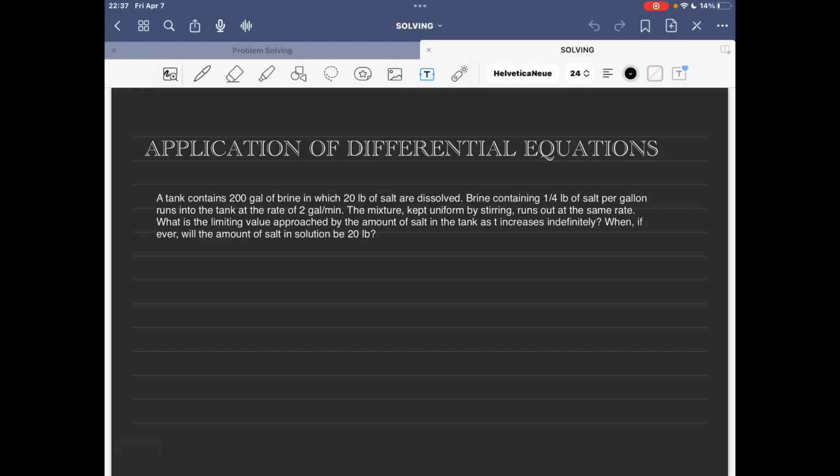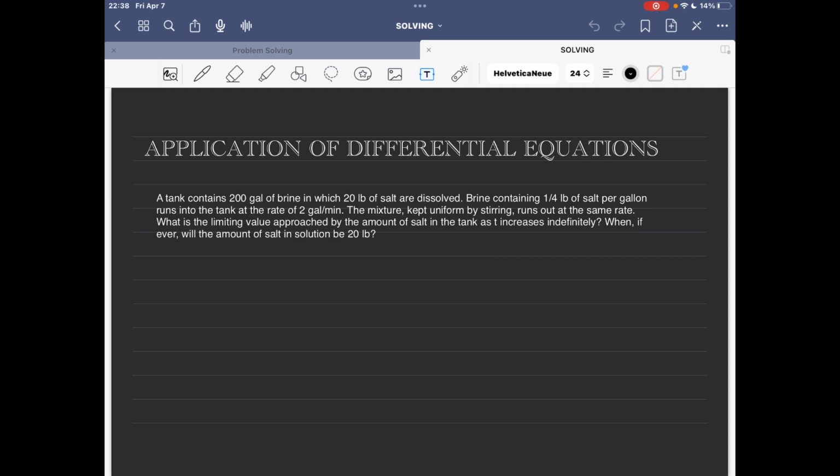So, what we have here is the application of differential equations. Here, we can apply what we have learned so far in differential equations. In the first problem, a tank contains 200 gallons of brine in which 20 pounds of salt are dissolved. Brine containing 1/4 pound of salt per gallon runs into the tank at the rate of 2 gallons per minute. The mixture, kept uniform by stirring, runs out at the same rate.